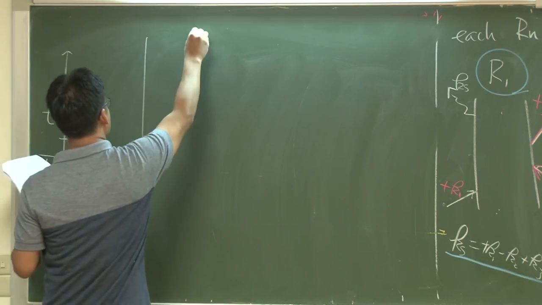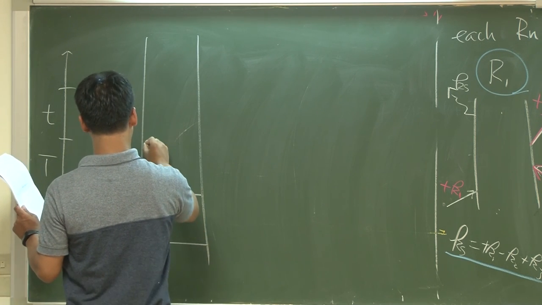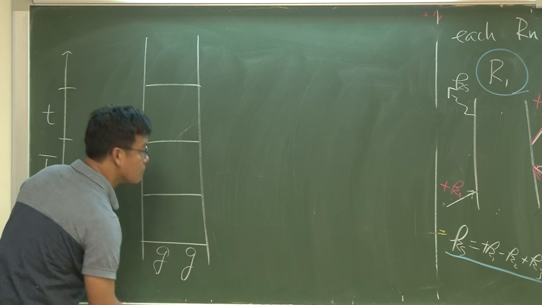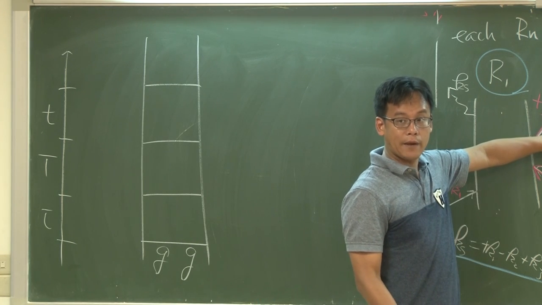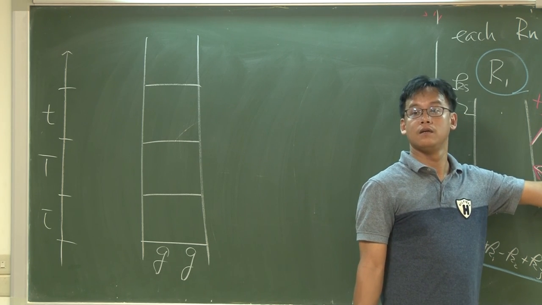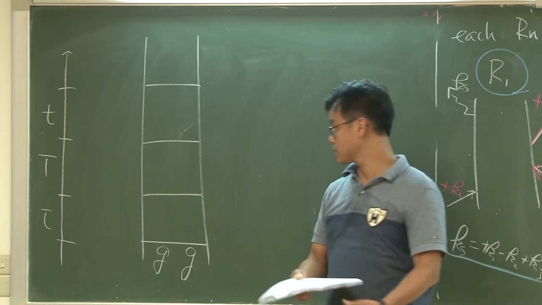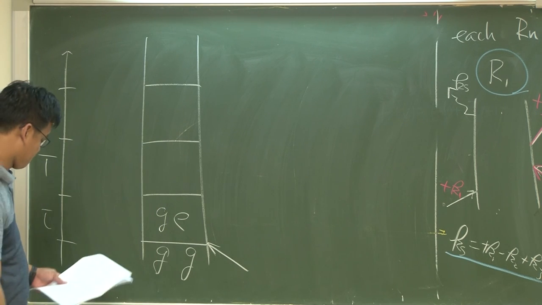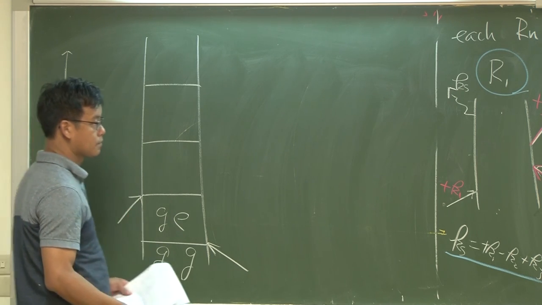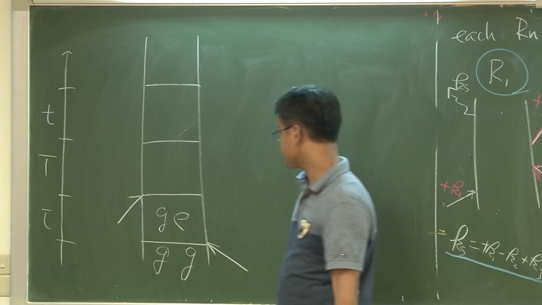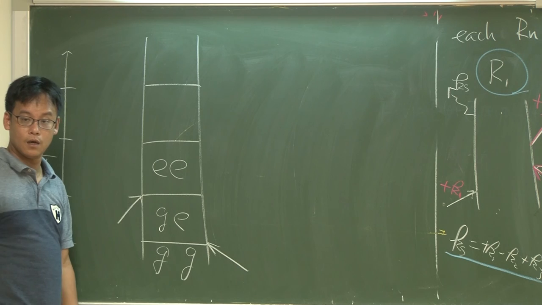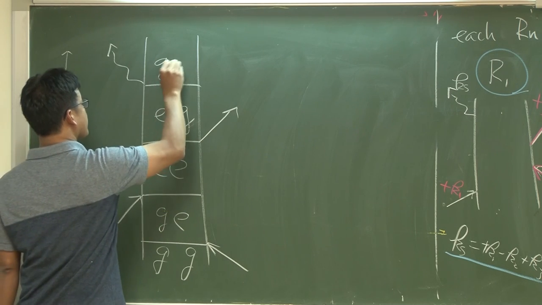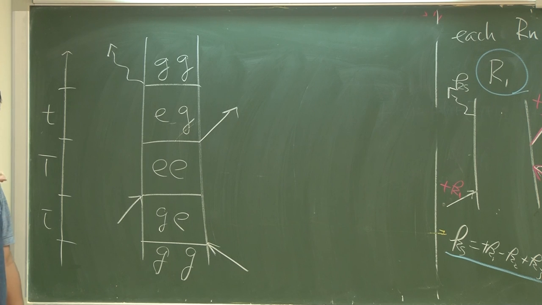We have two terms. You always start at GG. R2 term: k1, the first pulse, hits from the ket side first, and then the system goes to E. You have an emission from here, and the signal comes out from here, to G, G. That is the R2 term.